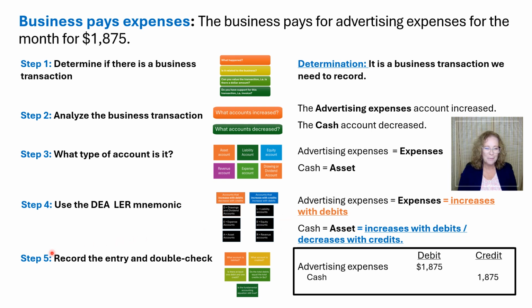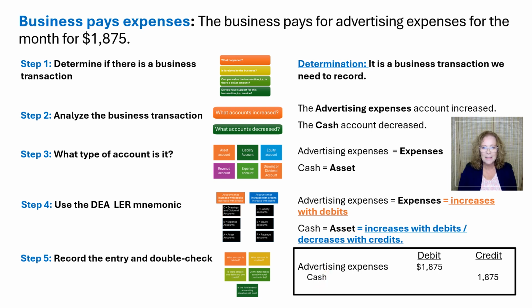On to step 5 to record the entry. We debit the advertising expense account for $1,875 and we credit cash for $1,875. And we can double check our work. Do we debit and credit an account? Yes. Do the total debits equal the total credits? Yes. Does the fundamental accounting equation still hold true?